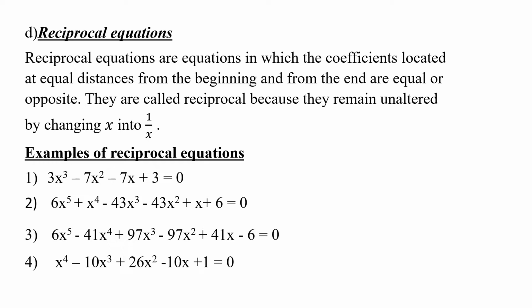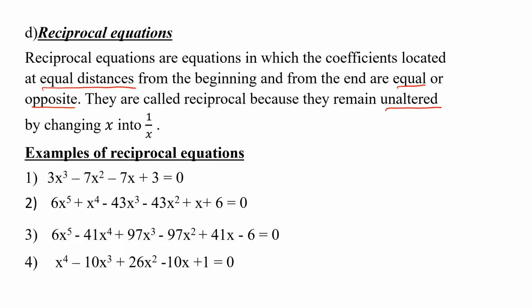Reciprocal equations are equations in which the coefficients located at equal distance from the beginning and from the end are equal or opposite. They are called reciprocal because they remain unaltered by changing x into 1 over x. Unaltered means unchanged.